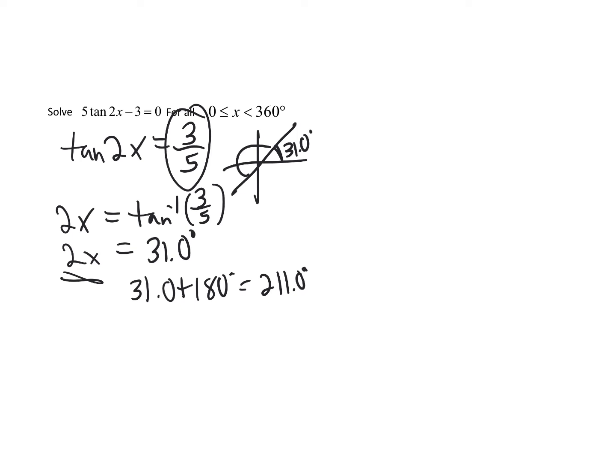Now, we take each of those and divide them by the 2. So we had 2x equals 31, so x equals 15.5 degrees.